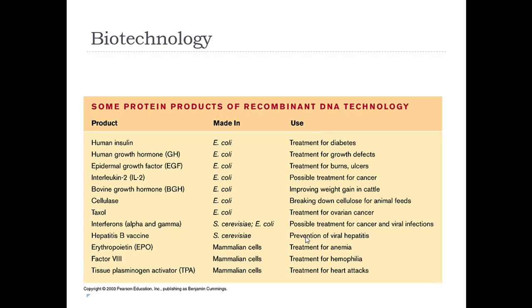As I said before, or I kind of alluded to before, human insulin can be made in E. coli and for treating diabetes. Human growth hormone for treating growth effects. Let's see, interleukin 2. That's part of the immune system. So a lot of good stuff that we can make from bacteria.